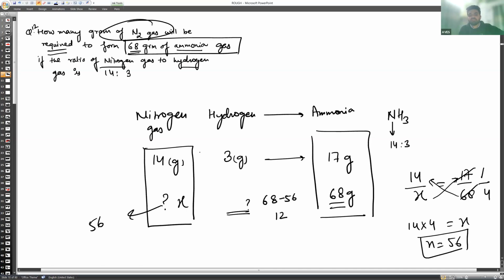Another way to do this is to ask by what number you should multiply this 17 to get exactly 68. Sorry, 68. So you have to multiply it by 4. So you have to multiply this number also by 4, and you will get the same answer of 56. So this is the way you can do this question. Okay, got it? Yes, sir. Got it?